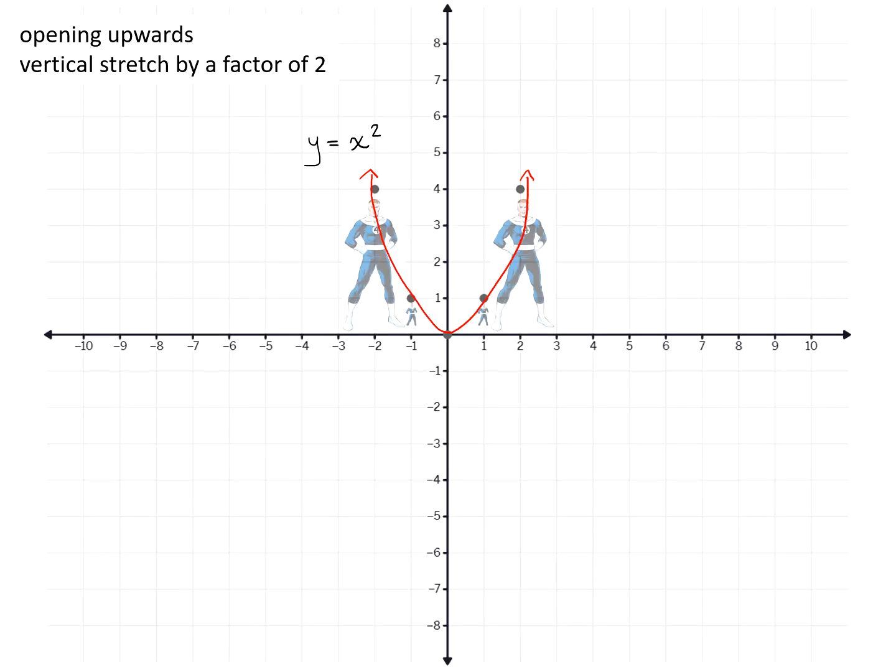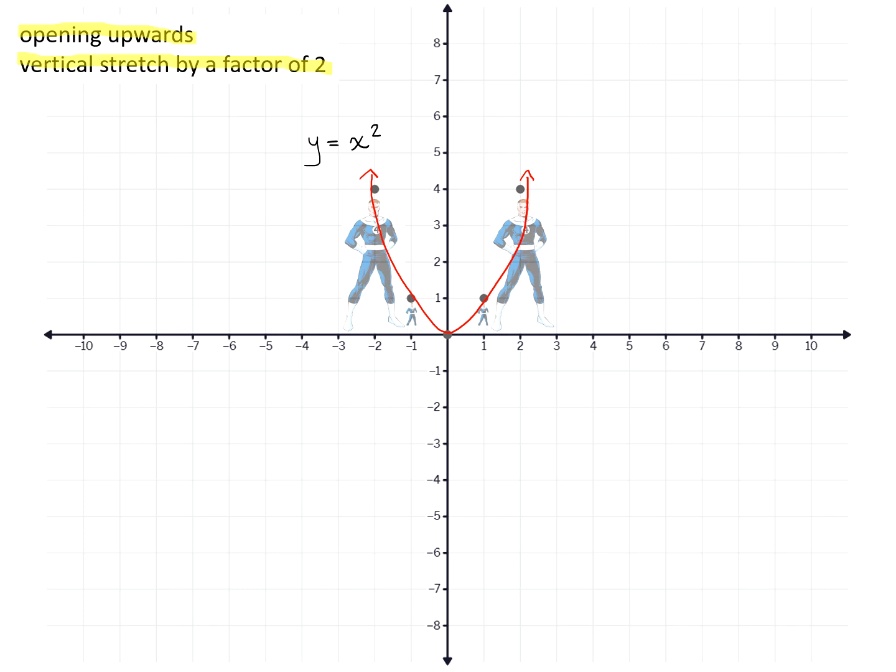If you recall, this is the parent function of a quadratic relation. Y equals x squared represents a parabola in its simplest form before any transformations have occurred. Based on the information we gathered before, our newly transformed parabola is going to be opening upwards, and it's going to have a vertical stretch by a factor of 2.